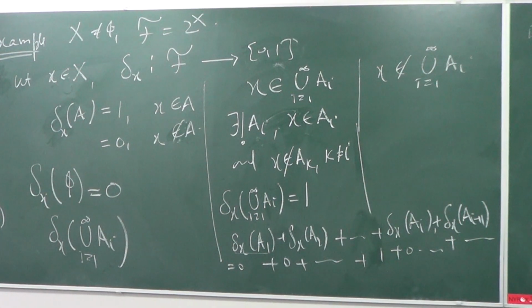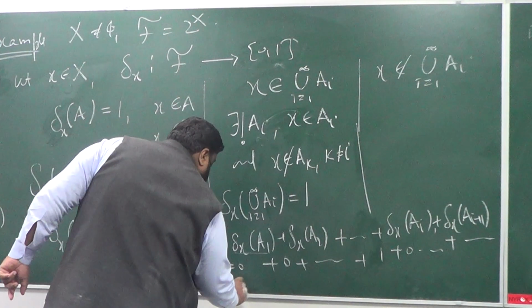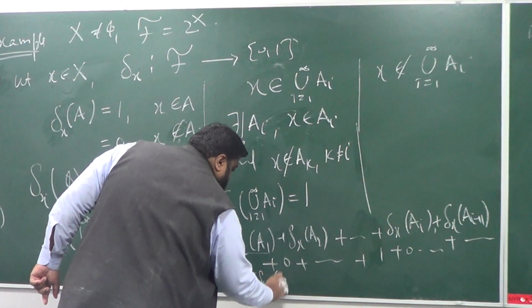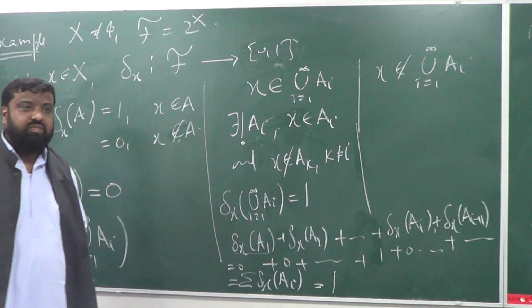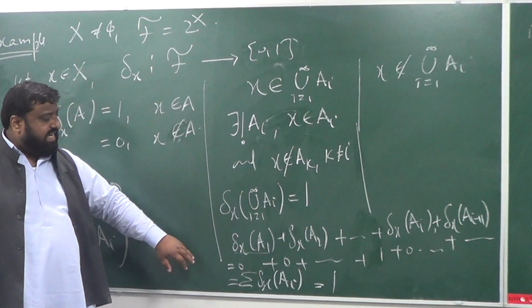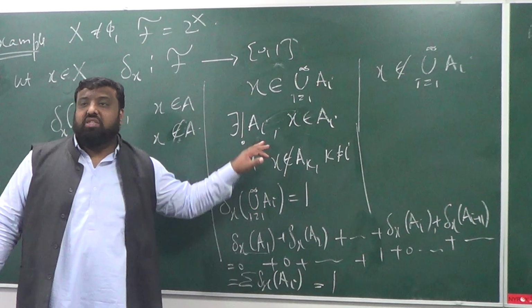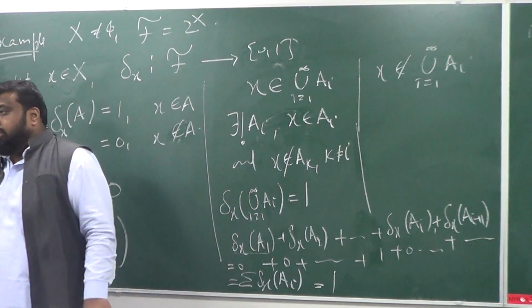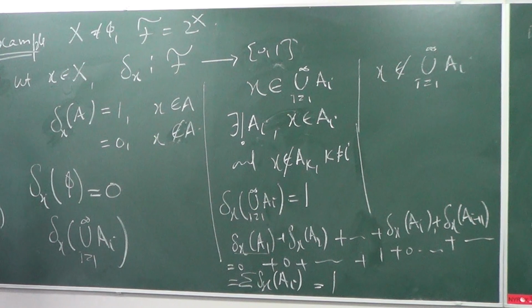So what essentially you get is that if you take the sum of the delta x of Ai's, you will again get a 1. So delta x of the union is 1, and the sum of delta x of Ai is 1. Since both are 1, we are happy. So it's true in this case when x is in a unique Ai.